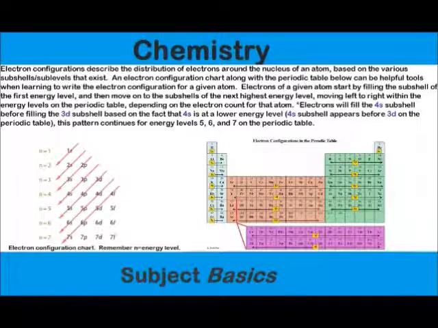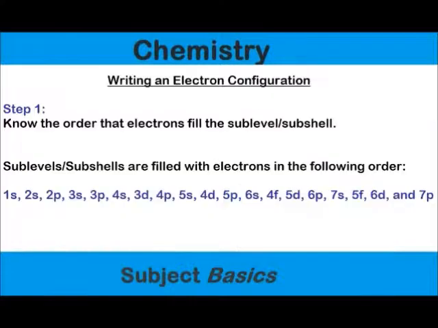When writing an electron configuration, it is helpful to have an electron configuration chart, and even more helpful to have the periodic table in front of you, since moving left to right from the top of the periodic table displays the pattern in which electrons fill each sublevel. Here is that pattern of filling sublevels simply written out in number and sublevel format.